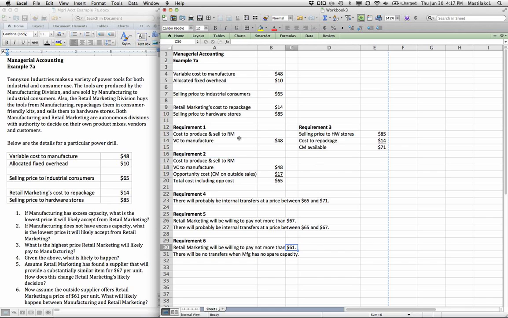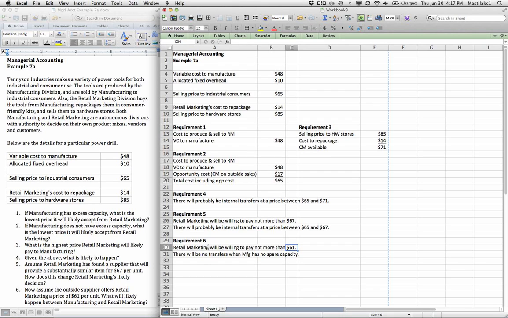So what's going to happen is manufacturing will only be willing to sell for a price as low as 61 that retail marketing is willing to take when manufacturing does not have spare capacity. So the transfer price will be reduced to 61, and there will be no transfers when manufacturing does not have spare capacity.